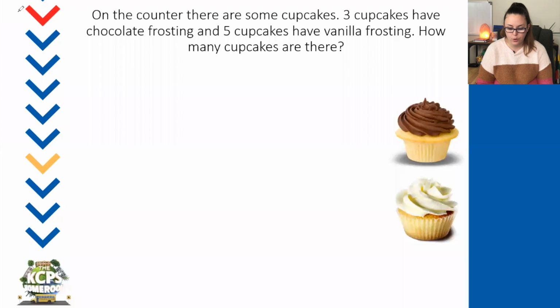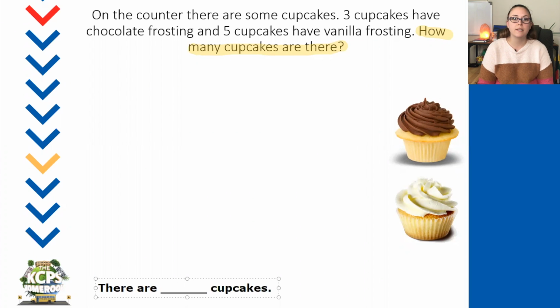So let's look for the question. Remember that a question ends in a question mark. So the question here looks to me like, how many cupcakes are there? That tells me that they want to know how many cupcakes there are in all. So I need to count all of the cupcakes on the counter. Now that we know what question we're answering, let's write our statement. There are blank cupcakes. And remember that blank goes there because we don't know how many there are yet. We still have to count them.